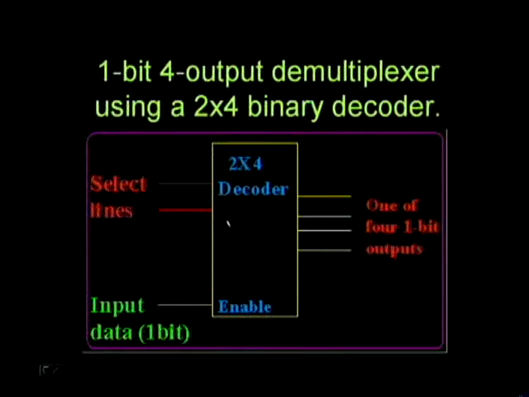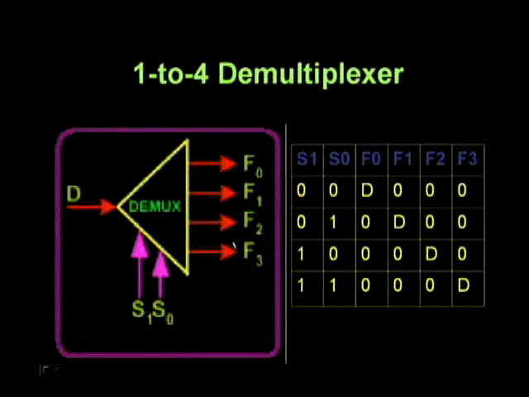Now we see 1 to 4 demultiplexer. This has one input and 4 outputs, and it needs to have 2 selection lines, and its symbol is this: 1 data input and 4 outputs. Selection lines are S0 and S1.